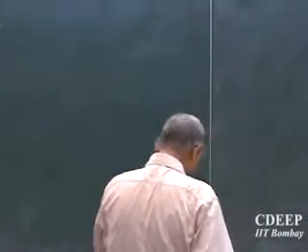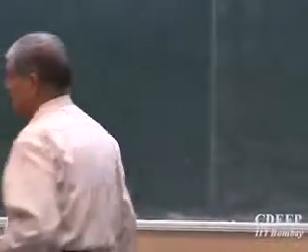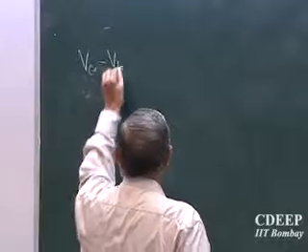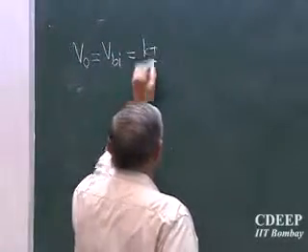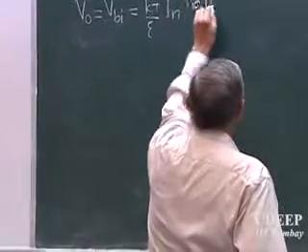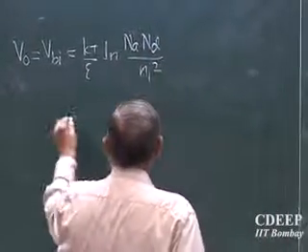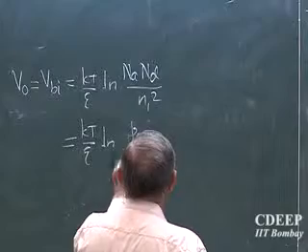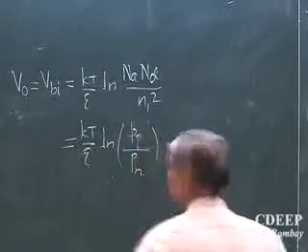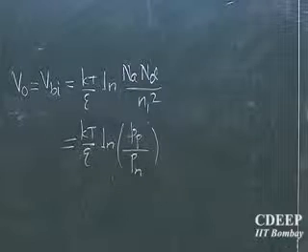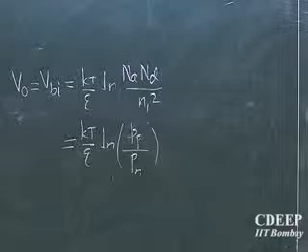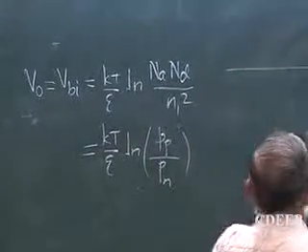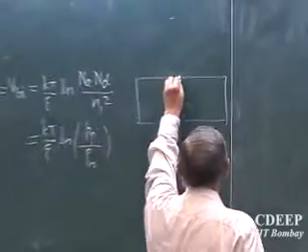Yesterday we were looking at the PN junction and we derived an expression for V0, the built-in voltage, which is kT by q ln of Na Nd by ni square. The other form we can write is kT by q ln of Nn by Np, or Np by Nn. This is what we derived.